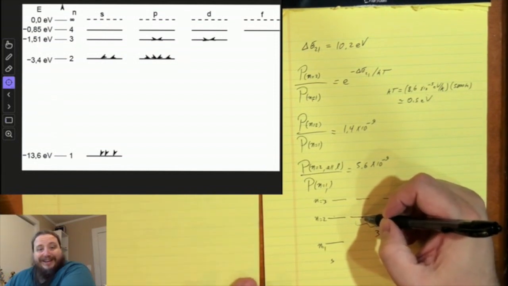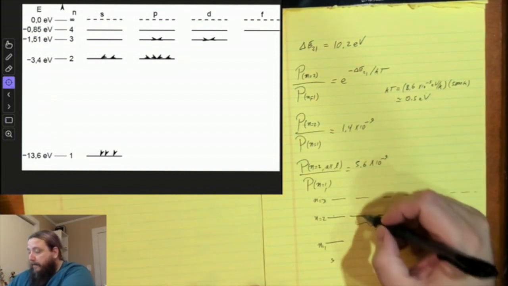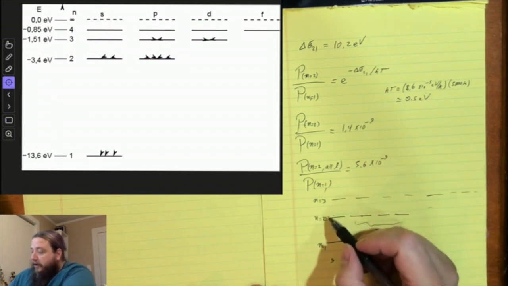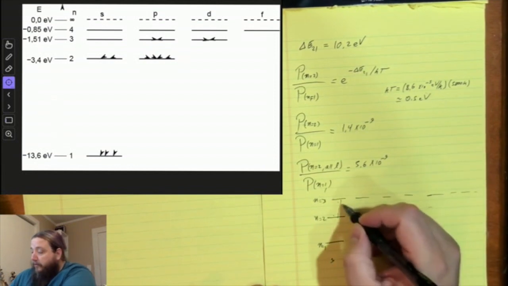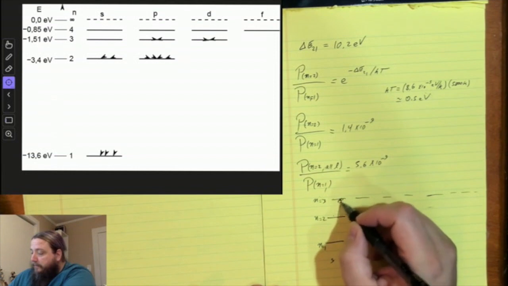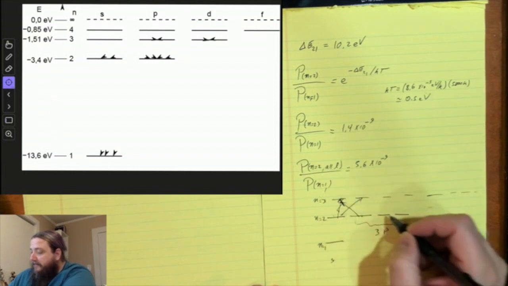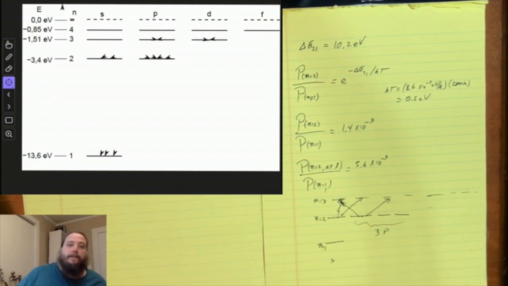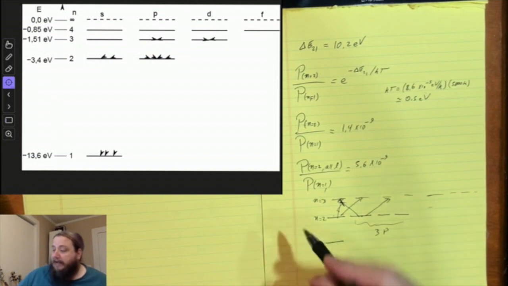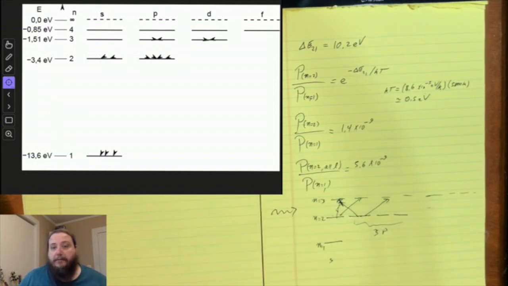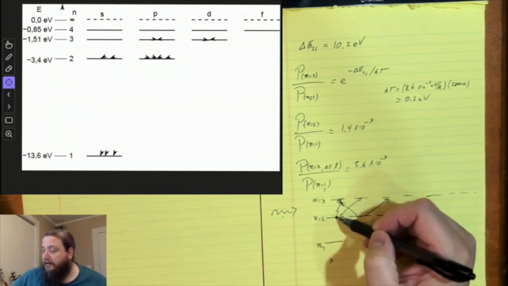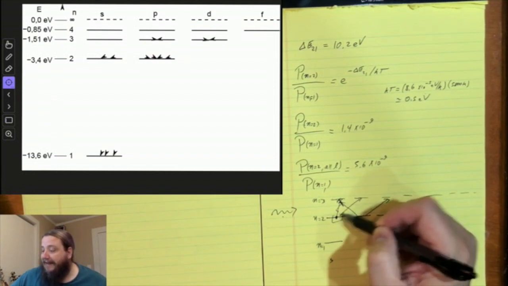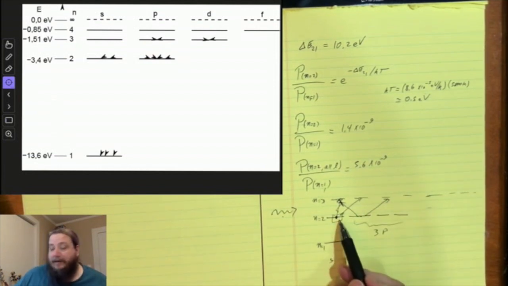The transitions that we can see in optical spectra are the transitions between the n equals 2 and the n equals 3, the so-called Balmer transitions of hydrogen. They would go technically like this and like that. If you have a photon that comes along with exactly the energy between the 2 and the 3, then it has a high probability of being absorbed if there's an atom there in an n equals 2 state.